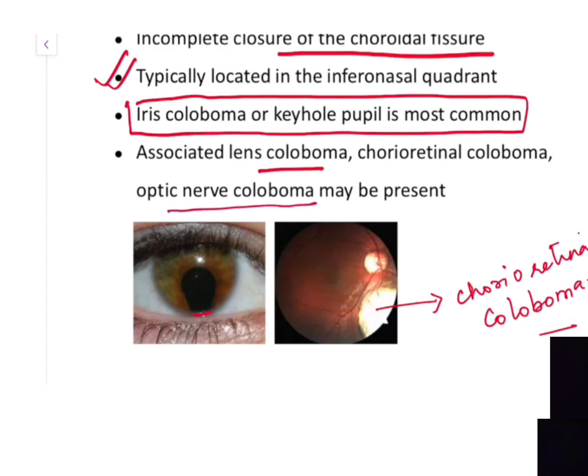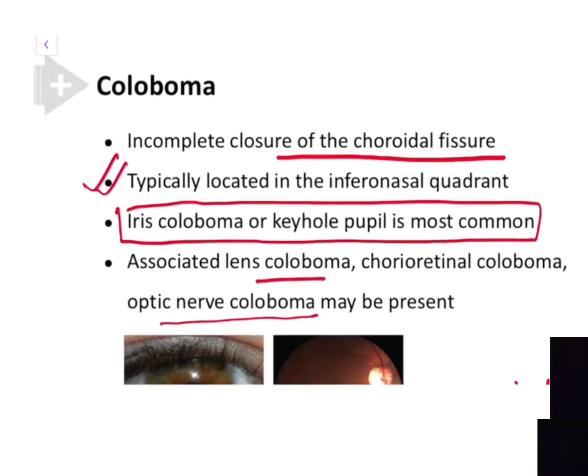So because the choroidal fissure or the embryonic fissure did not close, all the tissues on that particular line remain sort of underdeveloped or deficient, and that's called as coloboma. So the commonest is keyhole pupil, that is your iris coloboma, which is this one, the keyhole pupil. And on the same lines, you can have chorioretinal coloboma, you can have lens coloboma, you can also have optic nerve coloboma. So this is coloboma. This is a common developmental anomaly that we get to see in practice.